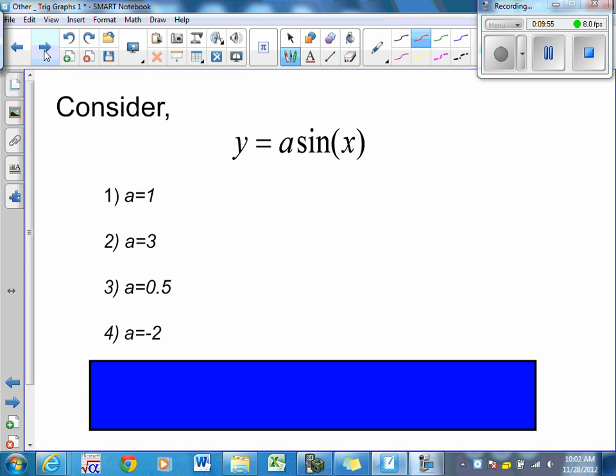So first off, I want you to graph y equals A sine of x, and I want you to change this A to 1, 3, 1/2, -2. And try to determine how does that change your graph. What does changing that A out in front do, how does it transform your graph? So I would like you to pause the video now and try those 4 on your calculator.